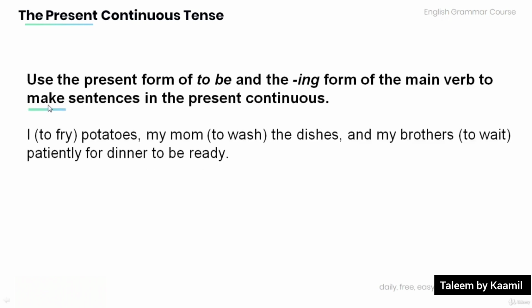Remember that we use the present form of to be and the ing form of the main verb to make sentences in the present continuous. Now read the following sentence and provide the present continuous form of the words in the bracket. I to fry potatoes, my mom to wash the dishes, and my brother to wait patiently for dinner to be ready.